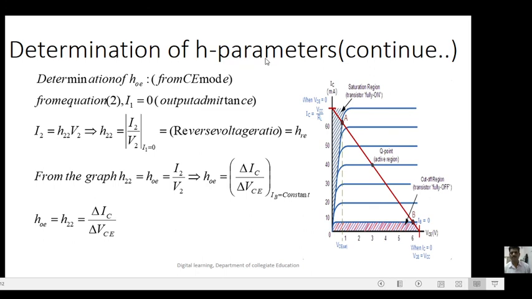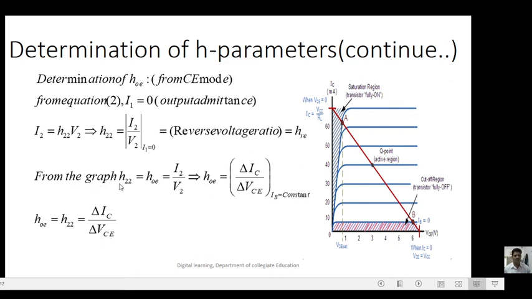Determination of H parameters continues. Determination of HOE from CE mode configuration. We can recall the CE configuration mode of the circuit. From equation 2, I1 is equal to 0, and this is known as output admittance. So if I1 is equal to 0, I2 is equal to H22 V2, which gives H22 equals the ratio of current I2 divided by voltage V2 at I1 equal to 0.